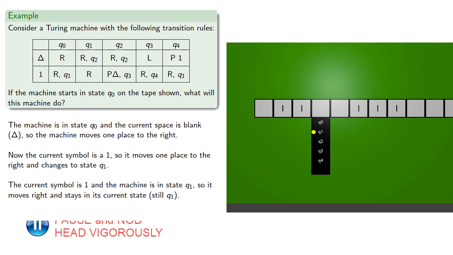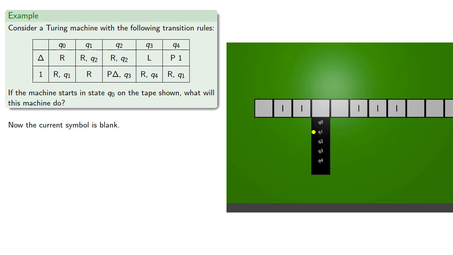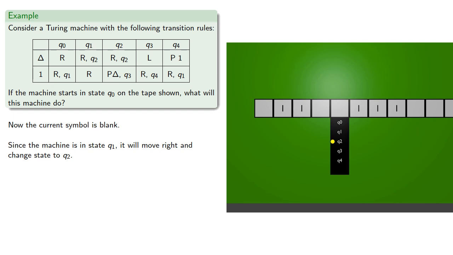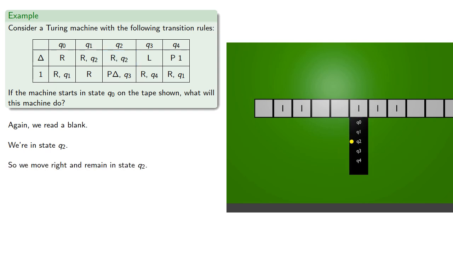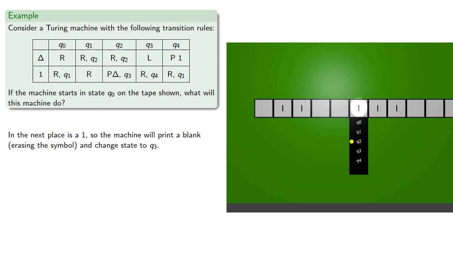Now the current symbol is blank. Since the machine is in state Q1, it will move right and then change to state Q2. Again, we read a blank. We're in state Q2, so we move right and stay in state Q2. The next place is a 1, so the machine will print a blank, erasing the symbol, and change state to Q3. Since it hasn't moved, the current symbol is blank, so the machine moves left.